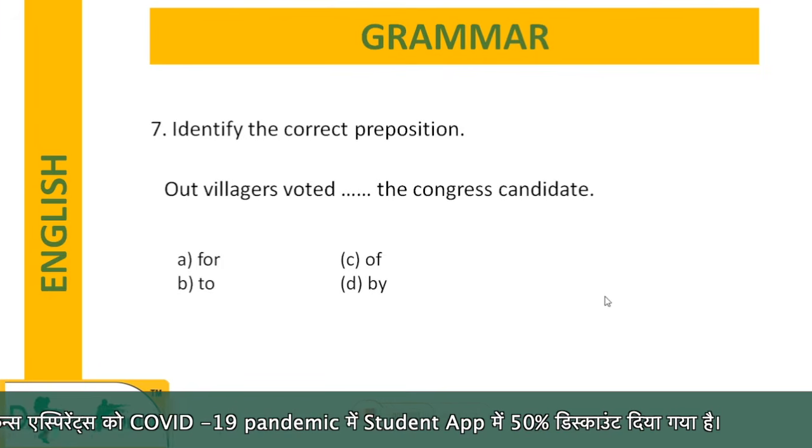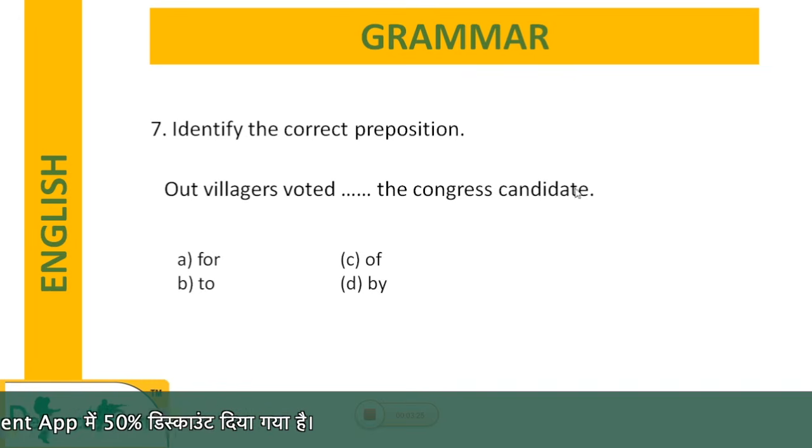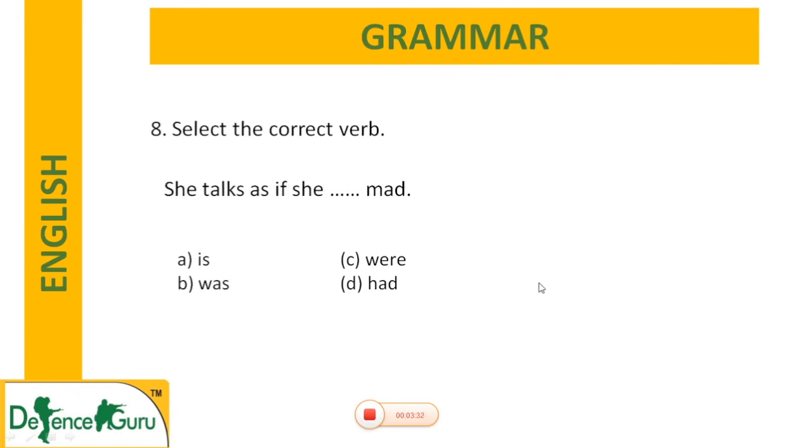Now you have to fill the preposition. Our villagers voted for the Congress candidate. Voted for. After vote, for always comes. Option A is correct. I hope this is quite common and known to you. Now you have to find out the correct verb. She talks as if she dash mad. When there is a high imagination, when there is some idea which is not exactly possible, we use were. So option C is correct.